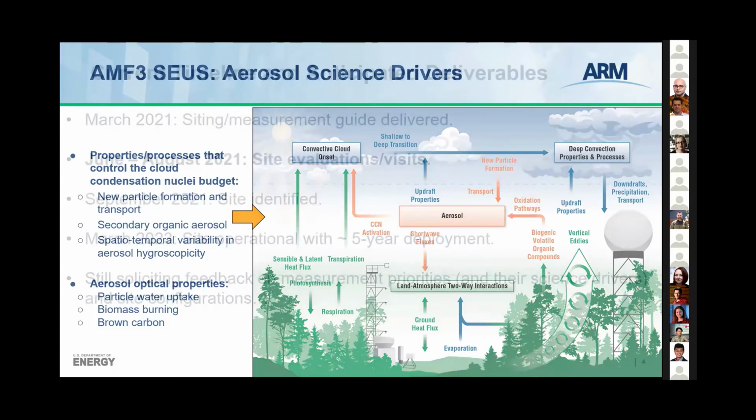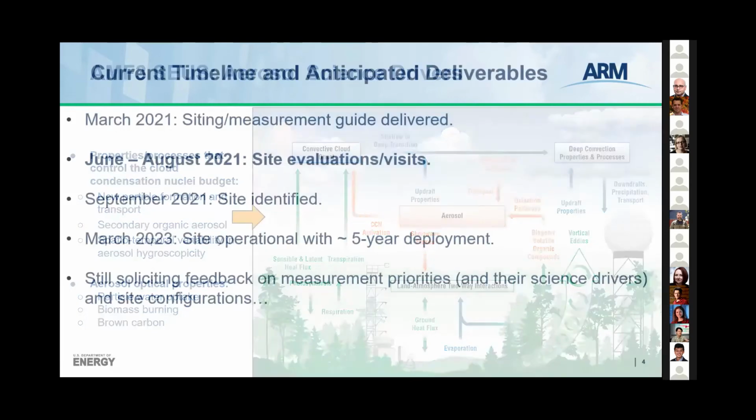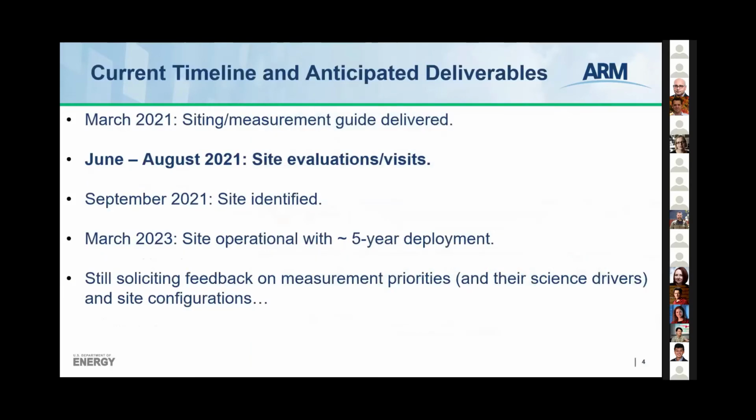So to give you a little bit about the timeline and anticipated deliverables. In March of this year, we gave a siting and measurement guide to ARM and our site operational partners. And from now until August, our science team and our operational partners at ARM are going to be very active with site evaluations and visits. Our first visit is going to be occurring next week, with a hope that by September of 2021, we will have a site identified, right?